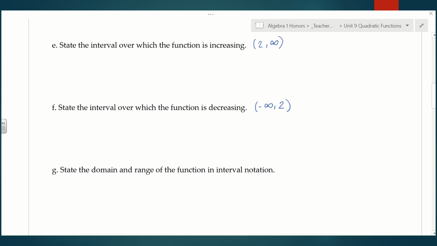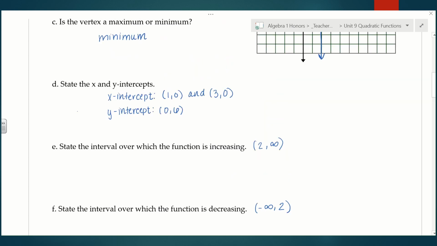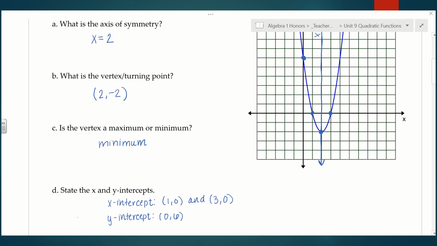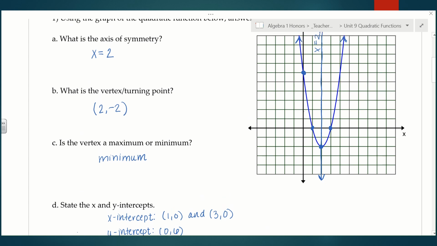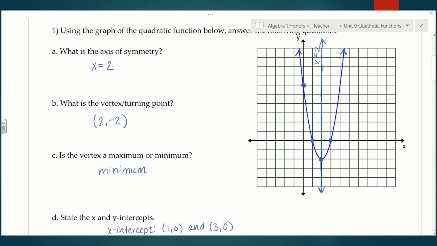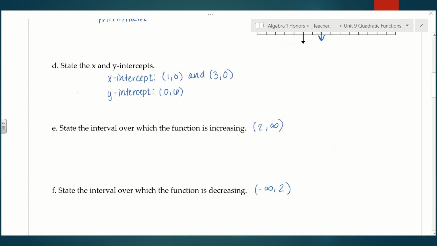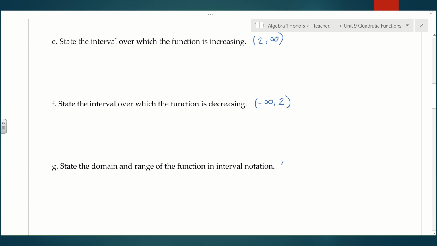Part G says state the domain and range of the function in interval notation. Thinking about the domain, remember that means how far left and right does your graph go? Well, since our parabola typically goes out to the sides forever with the arrows on the end, we can say that our domain would be from negative infinity to positive infinity. So it covers every x value.